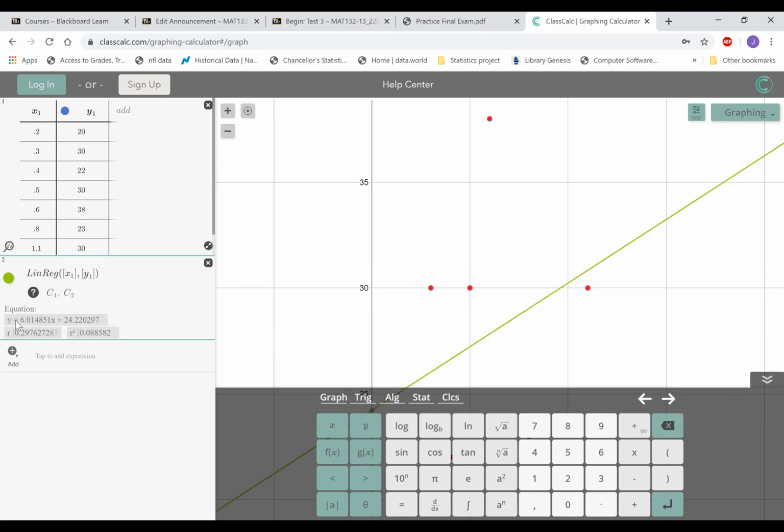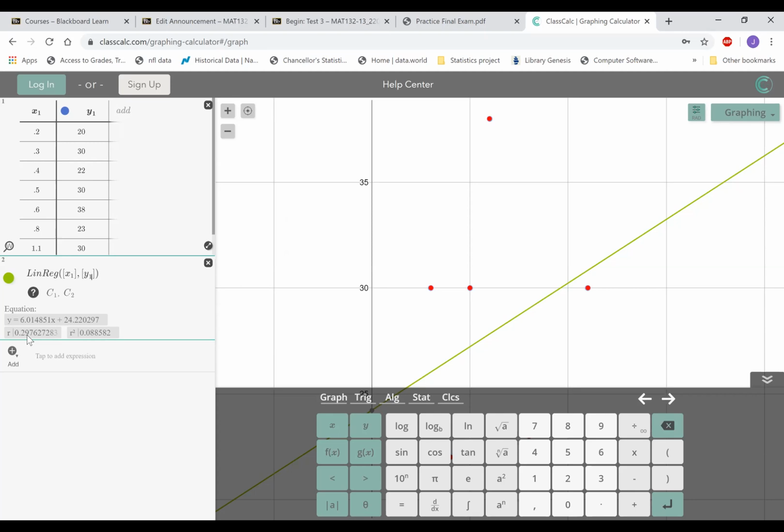Cool, and we're done. So here goes the equation. The equation is Y equals 6.01x plus 24.22. It also gives me the answer for r. r is 0.2976. And that's it. That's your answer.